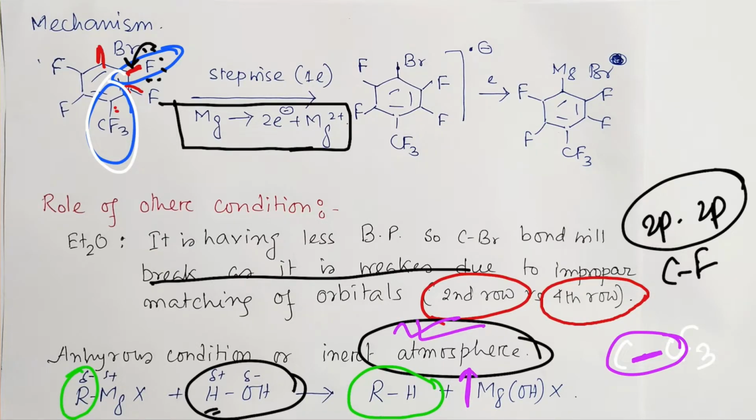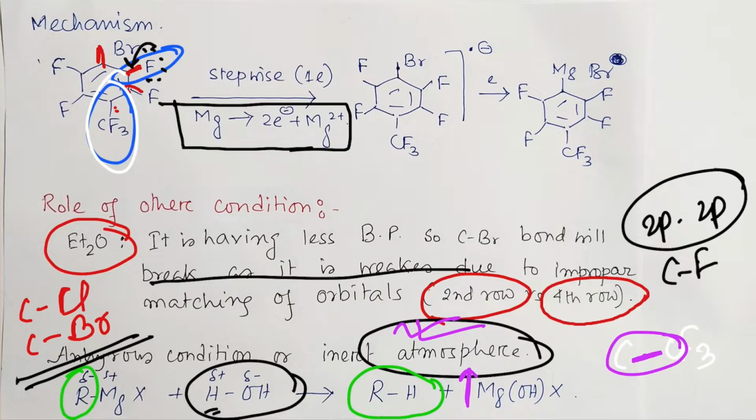Another interesting point about using ether is that the boiling point of ether is relatively low, so the reactivity of the magnesium reagent is less. For example, if you have an aryl C-Cl bond and an aryl C-Br bond, and you want to break the C-Br selectively, you can use diethyl ether. If you want to break both, then you can use THF. Why? Because THF has a boiling point of more than 60 degrees centigrade, so higher temperature means higher reactivity. Under that condition, the C-Cl bond could be broken efficiently along with the C-Br bond.